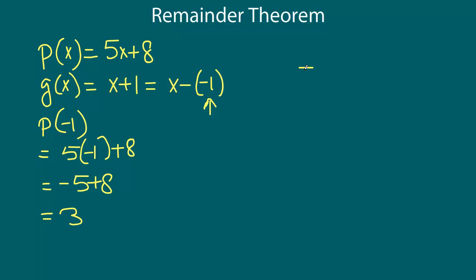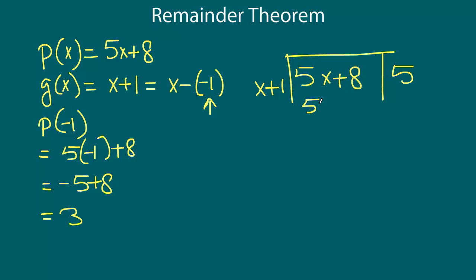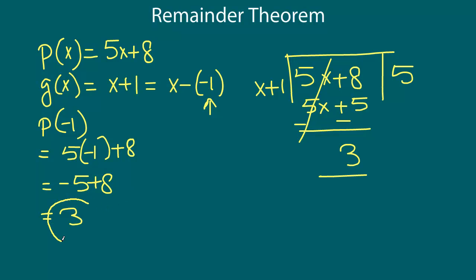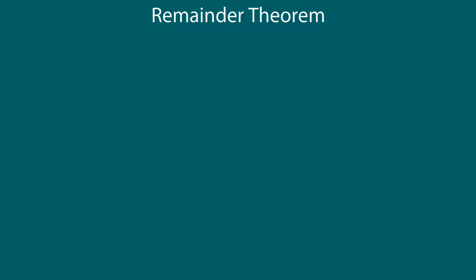So let's do this division and see if indeed the remainder is 3. So we divide this by x plus 1. So 5x by x is simply 5. And then we have 5x plus 5. Then we subtract. So this cancels out. 8 minus 5 is 3. And indeed, the remainder theorem is saying that the remainder should be 3. And when we do the long division, we see indeed the remainder is 3. Let's take a look at one more example.